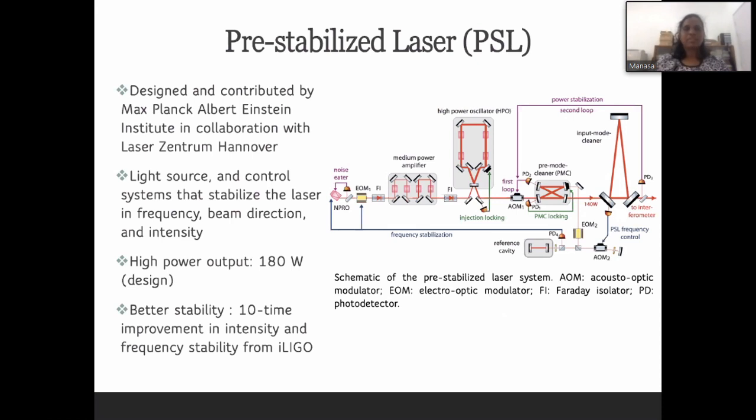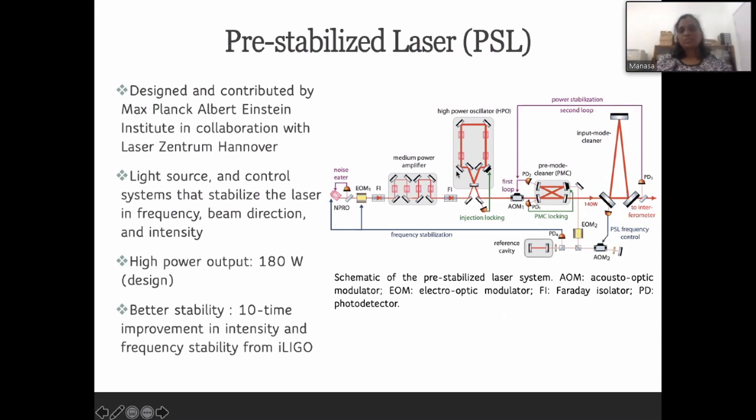In here, we have the light source and all the control systems that go towards stabilizing the laser in terms of frequency, pointing, and intensity, and it has the laser itself, which is amplified. The power necessary to reach a higher output level of 180 watts is reached in stages. So we have the main laser, which is the NPRO, non-planar ring oscillator, and its output is fed into a medium power amplifier, and then it's fed into a high power oscillator. So the PSL is designed to give a high output power of 180 watts, but that is not the operating power right now. We are still operating at much lower powers than 180 watts.